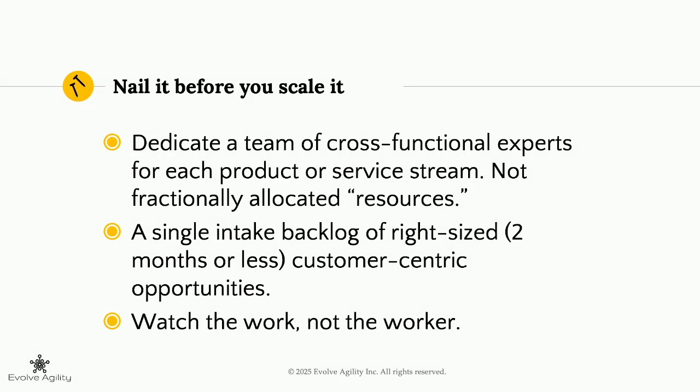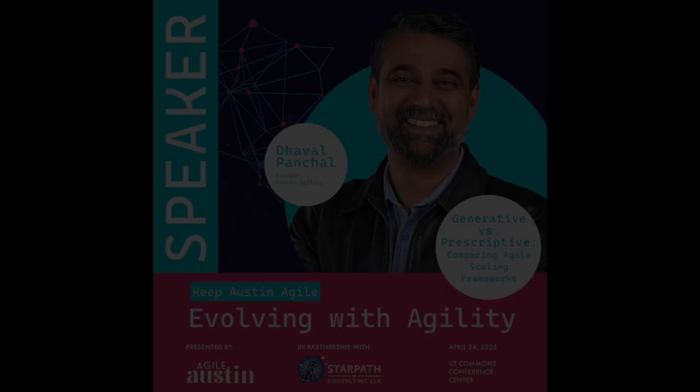So here's the first advice on scaling. Nail it before you scale it. If you scale it before understanding what Agile is, the most likely outcome is going to be a Gantt chart system only with Agile labels on it. So the first thing to do is to figure out how we can dedicate a cross-functional team of experts to a product or a service stream, build a single intake backlog, so not multiple backlogs, but a single backlog, and how we can bring attention to the work, not to the worker. After you've done that, then you can talk about how to scale.